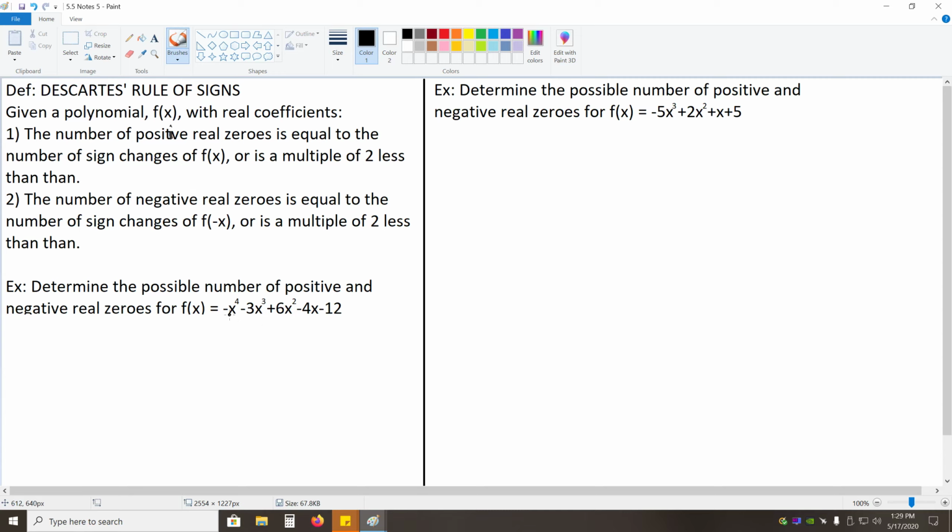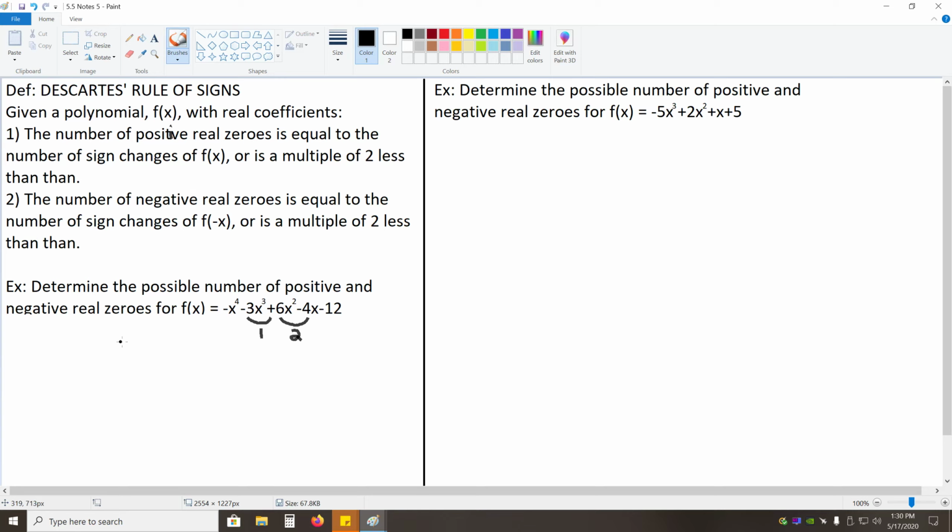Okay, so going from negative x to the fourth to negative 3x to the third, we do not have a sign change. But now going from negative 3x cubed to plus 6x squared we have a sign change. From 6x squared to negative 4x, we have another sign change. But from negative 4x to negative 12, we do not.